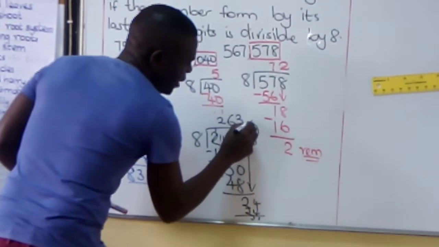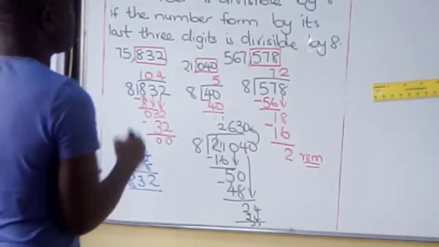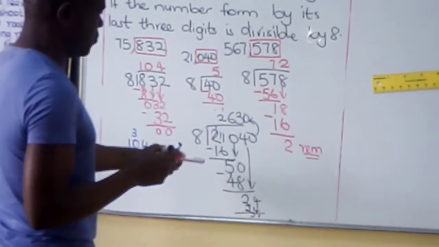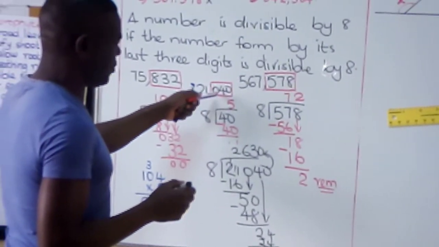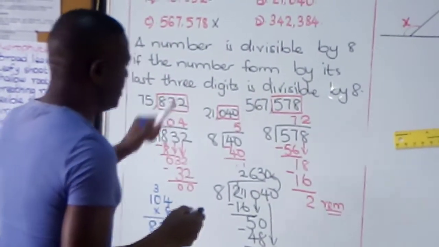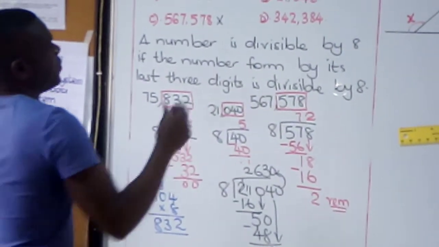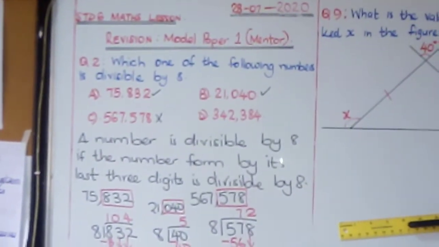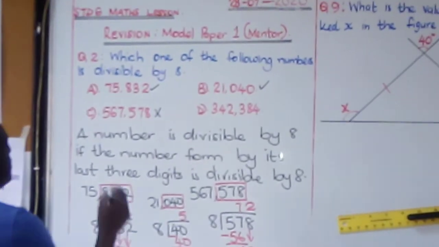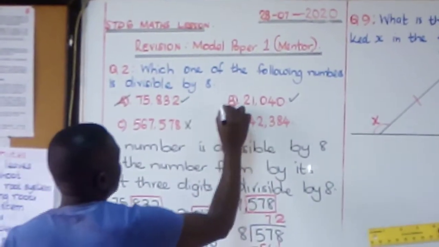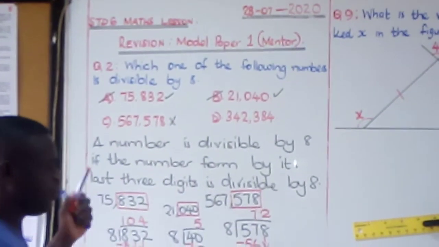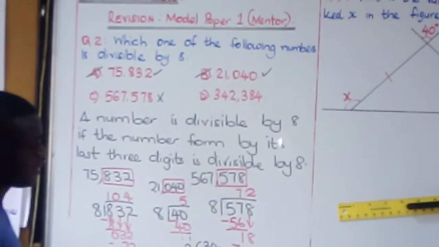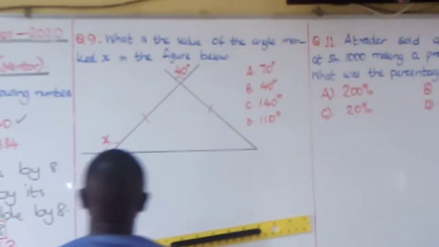This 0, we bring it there. And so that number is a multiple of 8. I had to prove to you that the last digits are 040. And so it is a multiple of 8. So in this one, the problem would have been the setter of the exam. So the two possible answers are A and B. Boys and girls, I hope you have understood how to test the divisibility test for 8. Thank you. Let's go to question number 9.